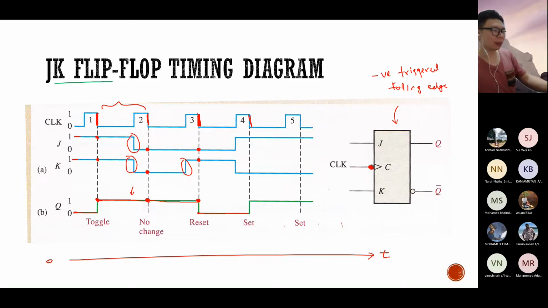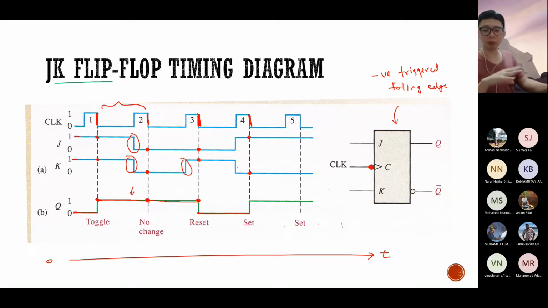over here. So in this next trigger, it's going to read this. It's going to read this. So what state is it in? J is 1 and K is 0. So this is in a set state. So what happens in a set state is that the output will be 1 no matter what.